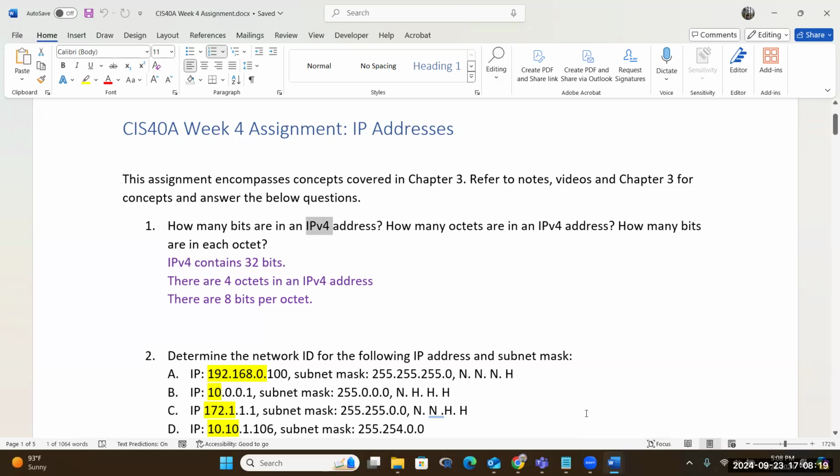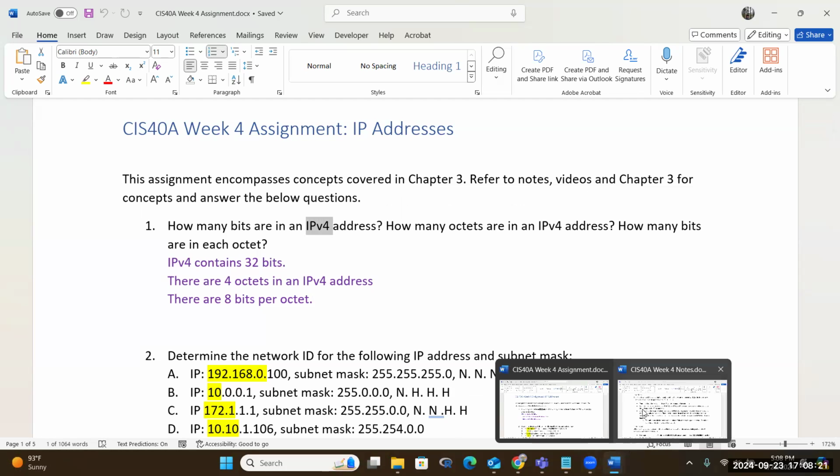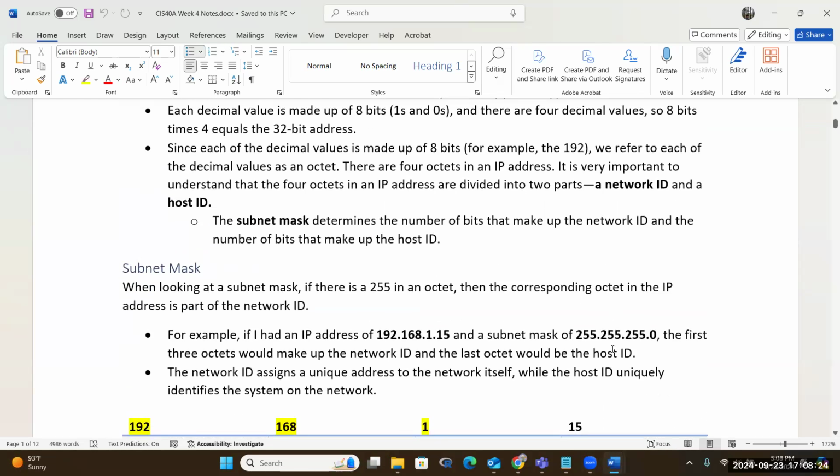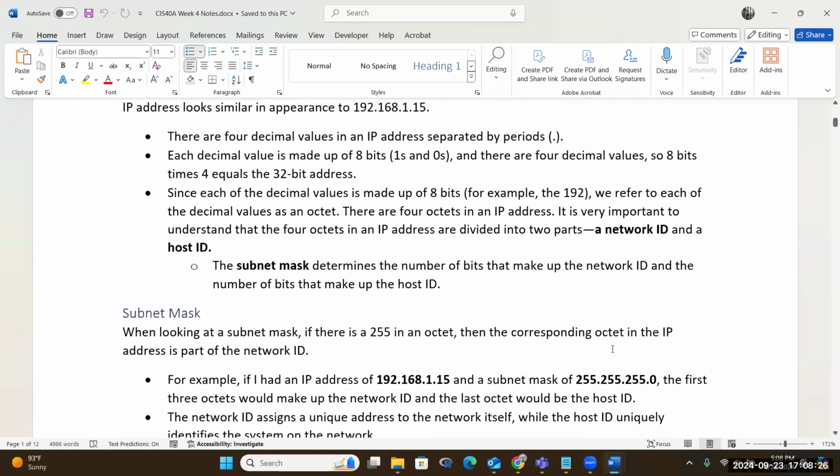Okay, so before we go into the next question, we're going to come back to the notes here. This is where you can find the information about the octet and the length. But it's very important that you know that there are specific values indicated as a network ID and a host ID, depending on the subnet mask or the class or the classless address.